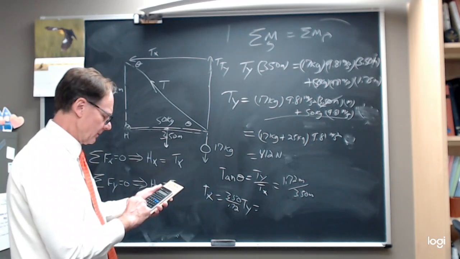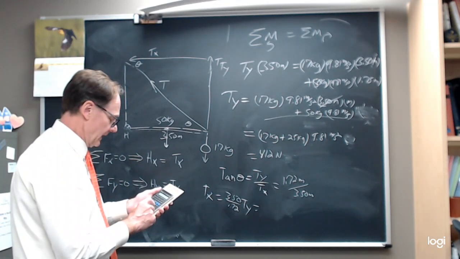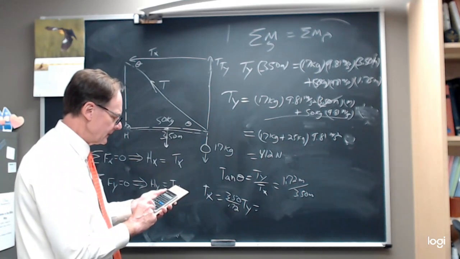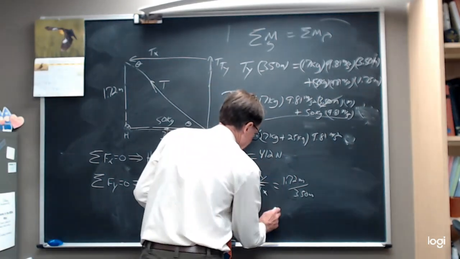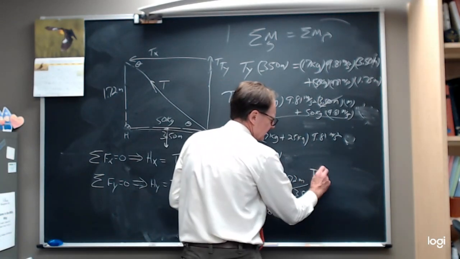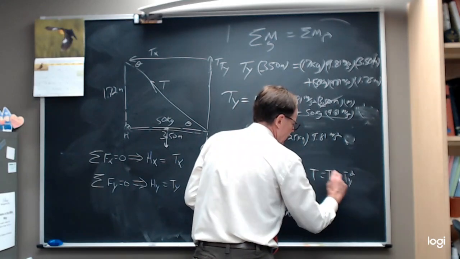3.5 divided by 1.72 is 2.03 times 412 is equal to 838 newtons. Okay, so the tension is equal to T sub x squared plus T sub y squared, all square rooted.